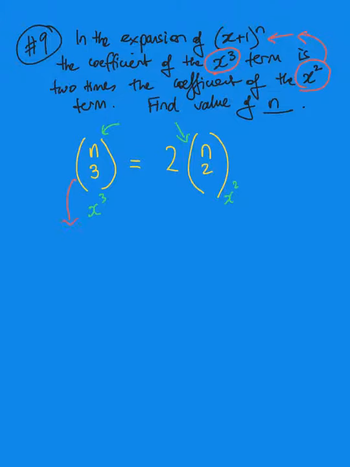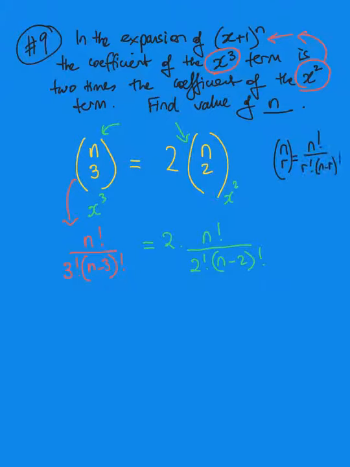Well, we know that n choose 3 is n factorial over 3 factorial times n minus 3 factorial. That's that step. And that is equal to 2 times n factorial over 2 factorial times n minus 2 factorial. Remember, that's from our rule of n choose r is equal to n factorial over r factorial times n minus r factorial.